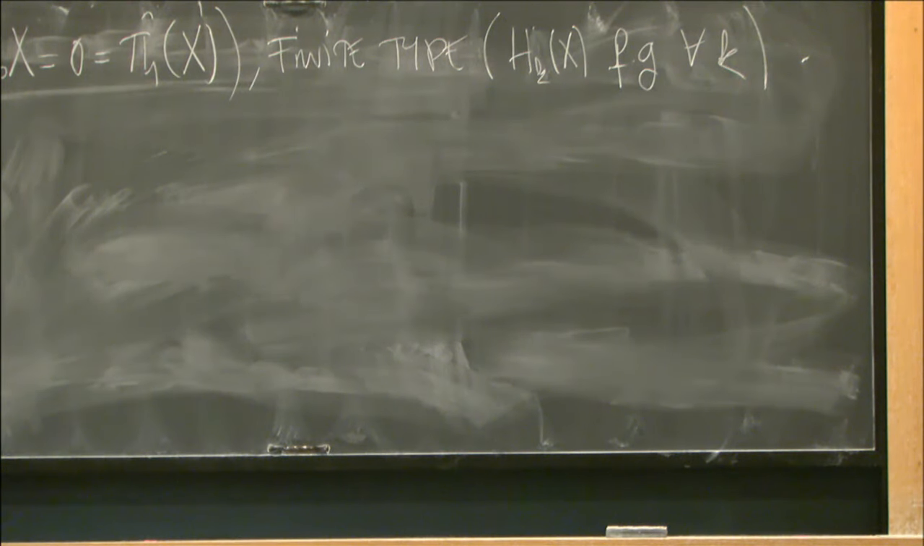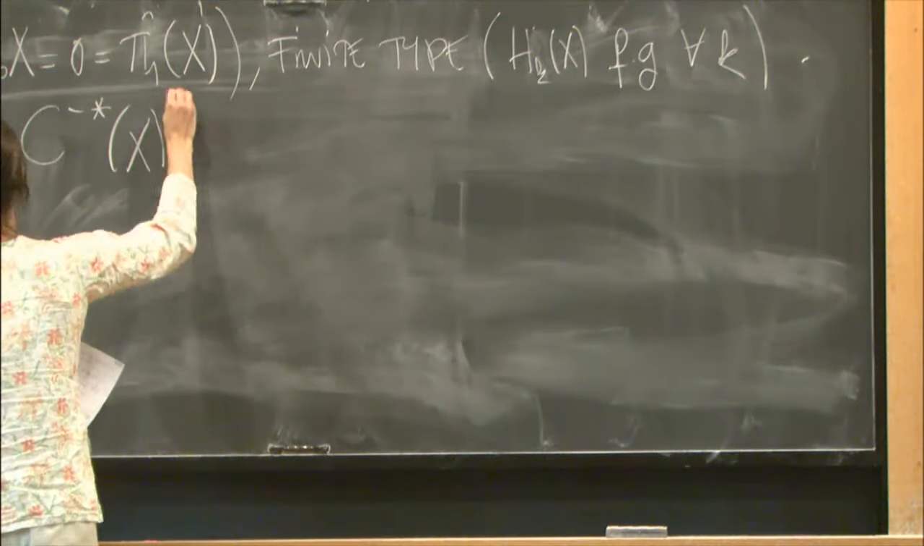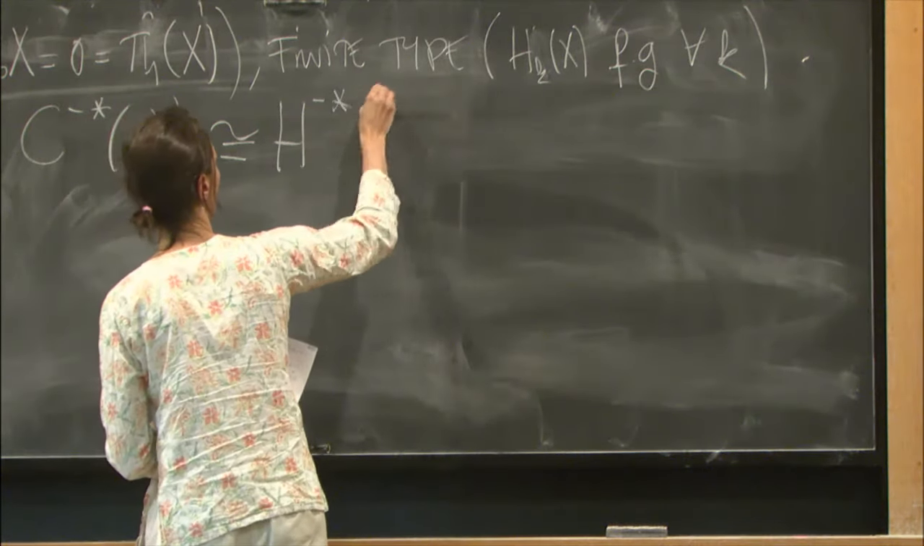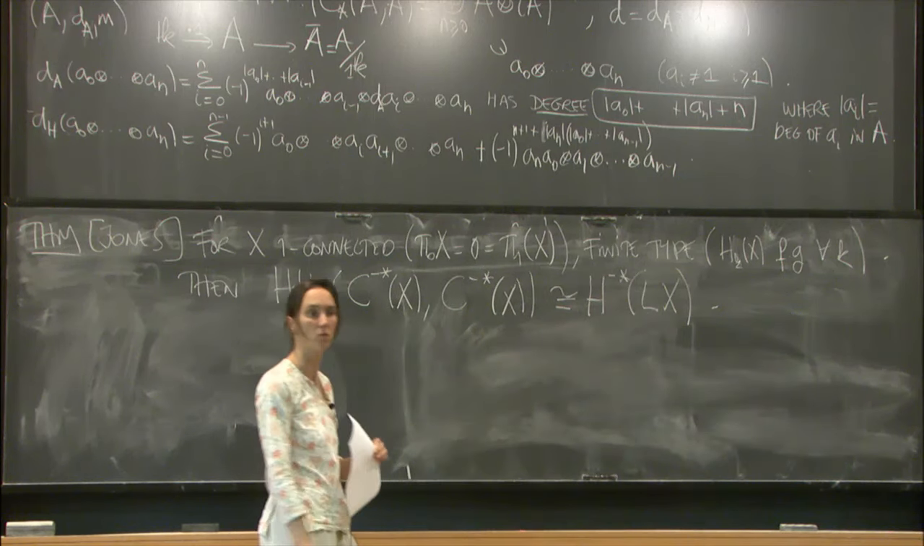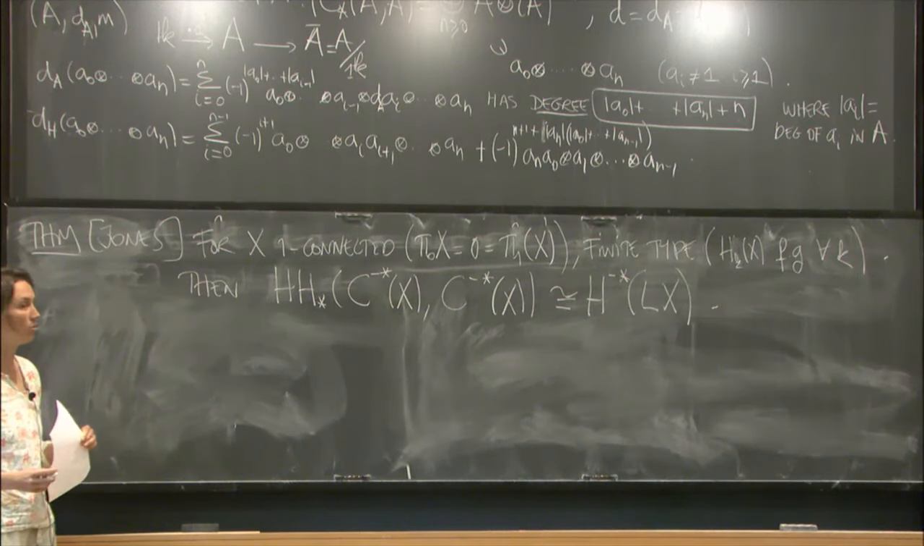Then, if I take the Hochschild homology of the cochains, C star of X, this is isomorphic to the cohomology of the loop space, H star of LX. It is a way to compute the cohomology of the loop space.